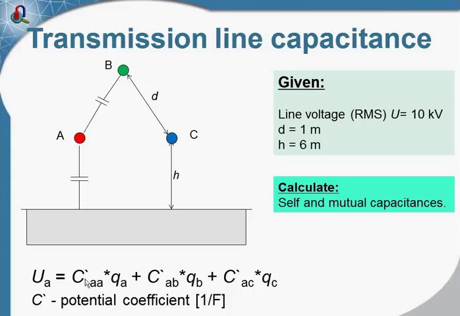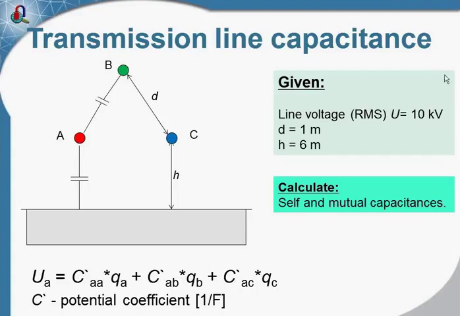The approach is simple. We leave only one charged body and measure potentials on other bodies. For example, if we put some charge on conductor A, and zero charge on other conductors, we have only one term. And from this term, we can calculate the potential coefficient. If we put charge to the conductor B and zero charge to other conductors, then we have only one term and we can calculate mutual capacitance between conductors A and B.